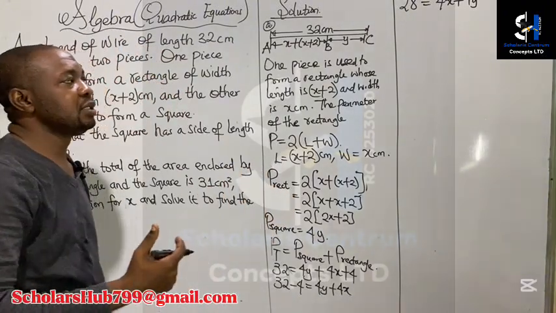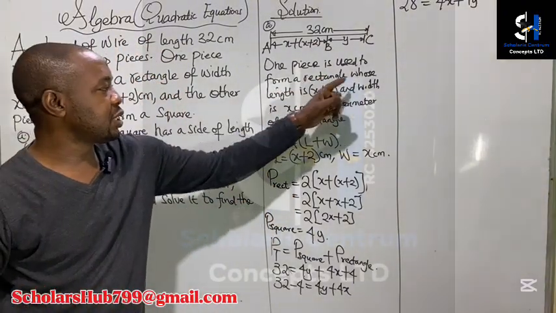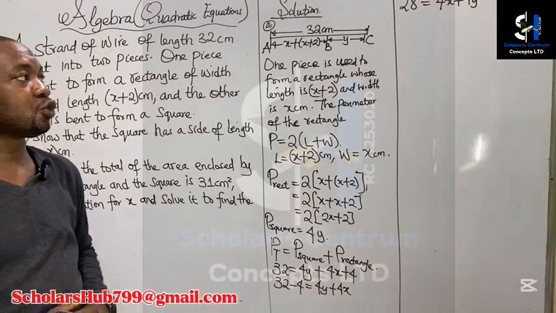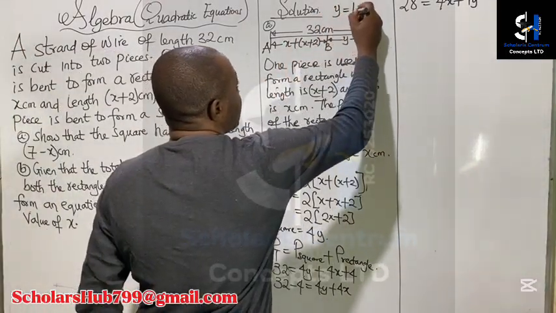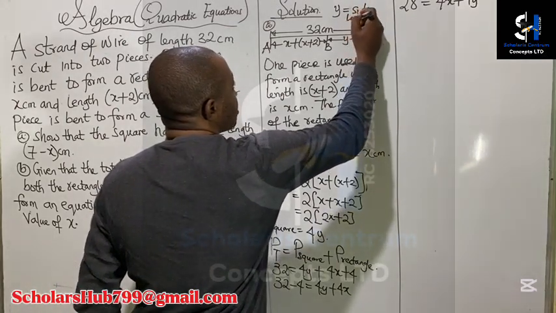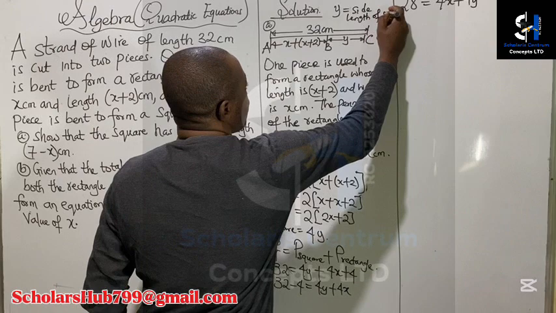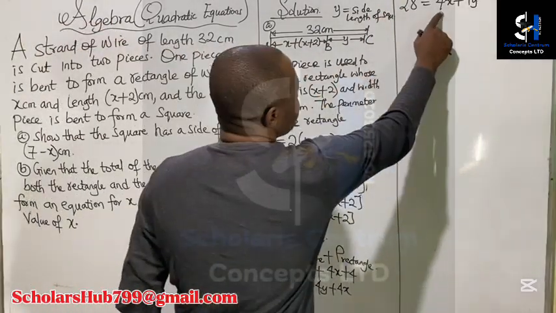Remember, we want to find the length of, that's one piece is used to form a rectangle. So which means the other piece is used to form what? A square. Remember, y represents the side length of the square. So I'm going to move this guy to the other side.